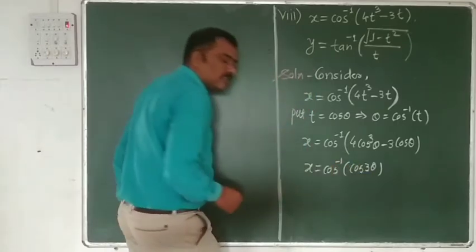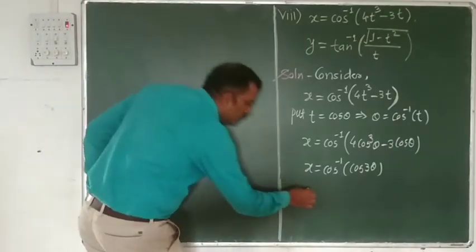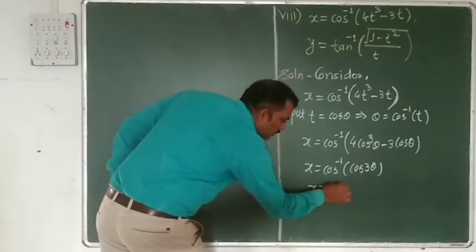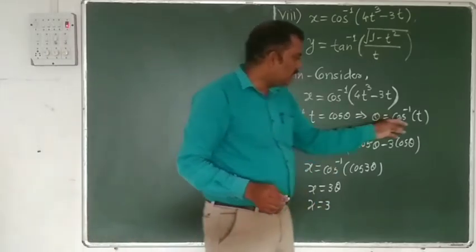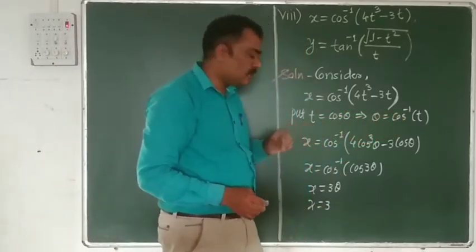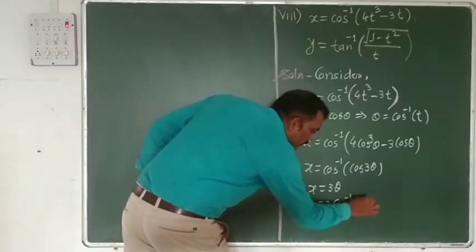Cos inverse and cos get cancelled. We already know the formula. So that we get the value x is equal to 3 theta. That is x is equal to 3 times theta. What is the value of theta? Theta is nothing but cos inverse of t. So that x is equal to 3 times cos inverse of t.